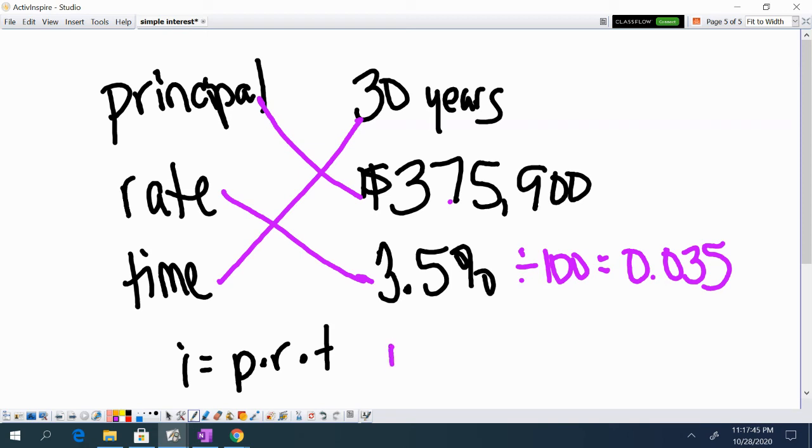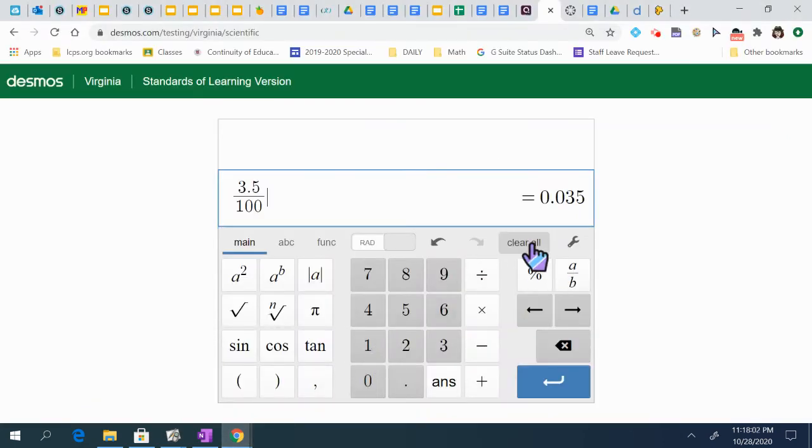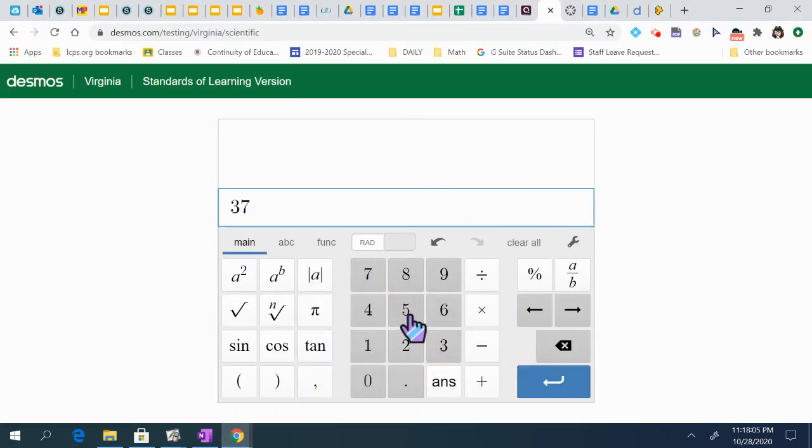So now I'm going to fill in my formula. It's $375,900 times 0.035 times my 30 years. So let me go back to Desmos. $375,900 times the 0.035 interest times my 30 years. And this is how much interest I pay. My interest costs more than the house.